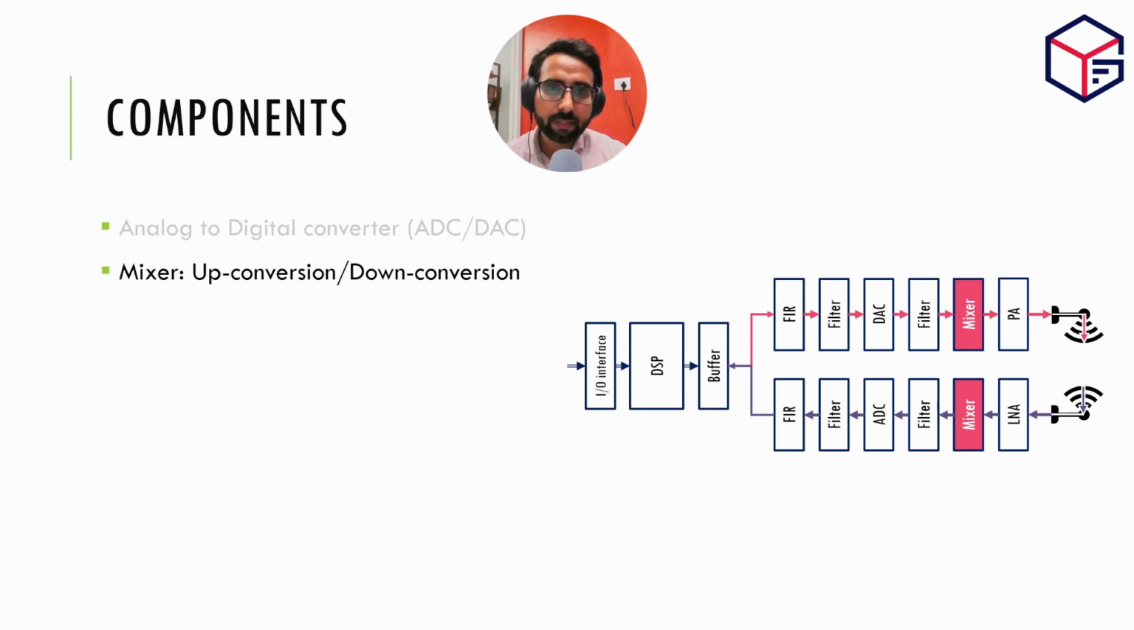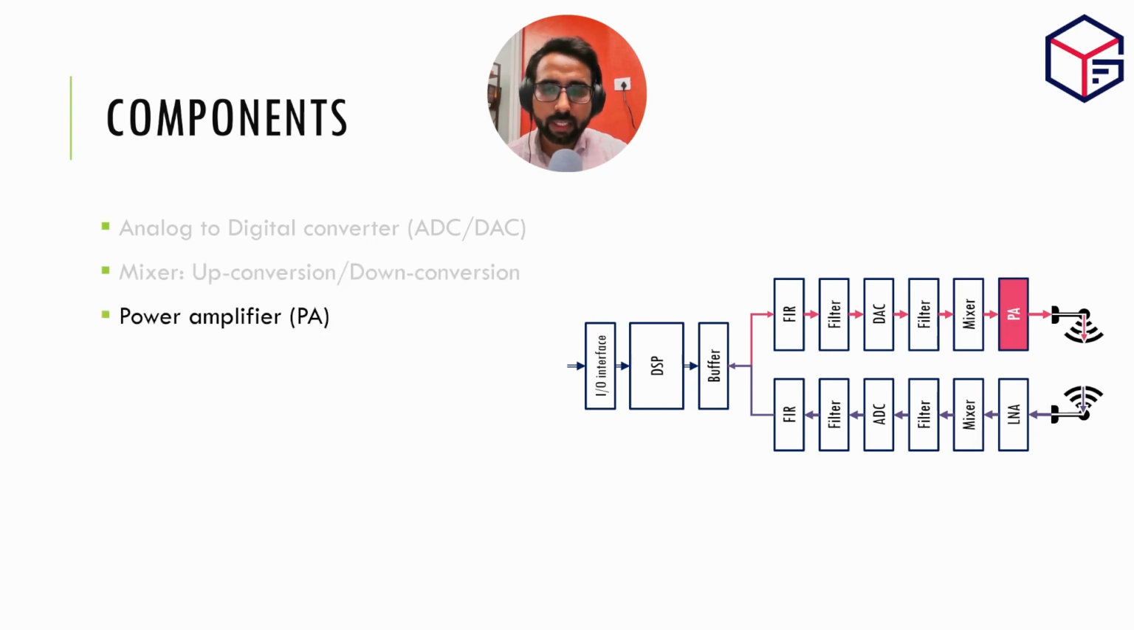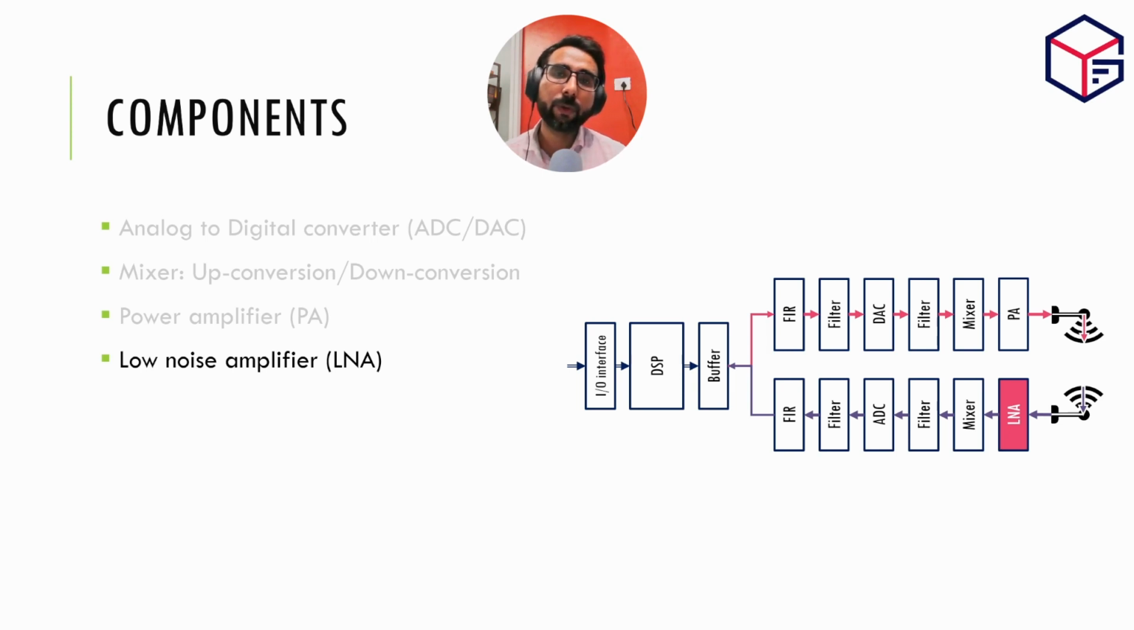The next one is the mixer, which allows us to modulate a signal over a high frequency, which is suitable for transmission and reception. The third one is the power amplifier, which we use at the transmitter side to strengthen a signal before we transmit it over the wireless channel. The next one is the low noise amplifier. So the low noise amplifier strengthens a very weak signal that our antenna has received so that we can process it further and extract the meaningful information out of it.